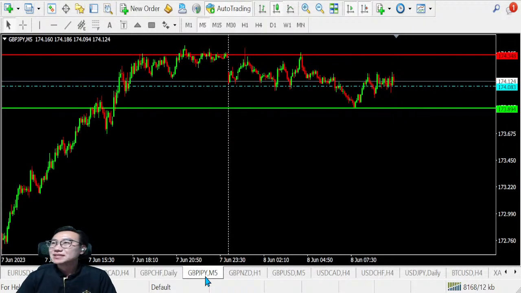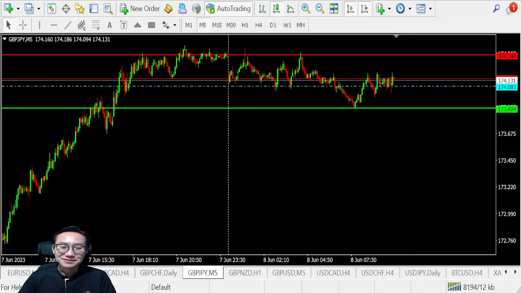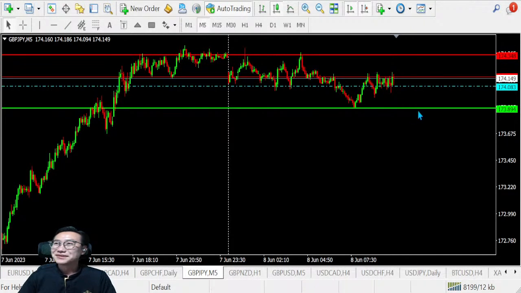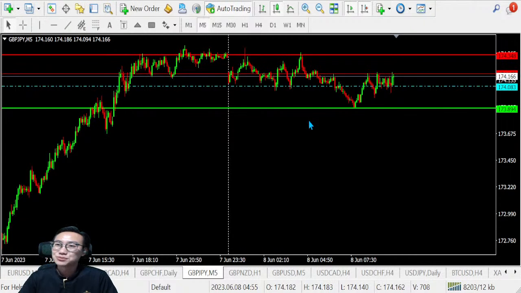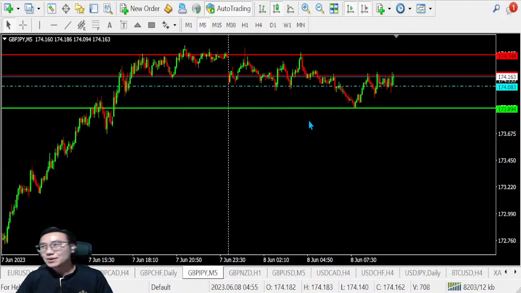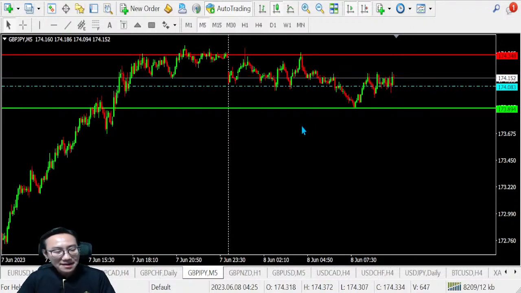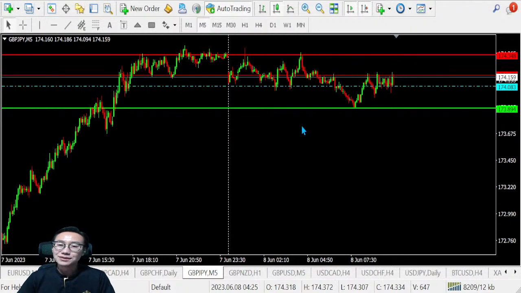Let's see. So pound yen, it looks like we are still in this area here. Boring area. It's so boring. Guys, this is not the first time we are so bored in the trade. But we've been through the CPI, PPI, non-farm payroll.